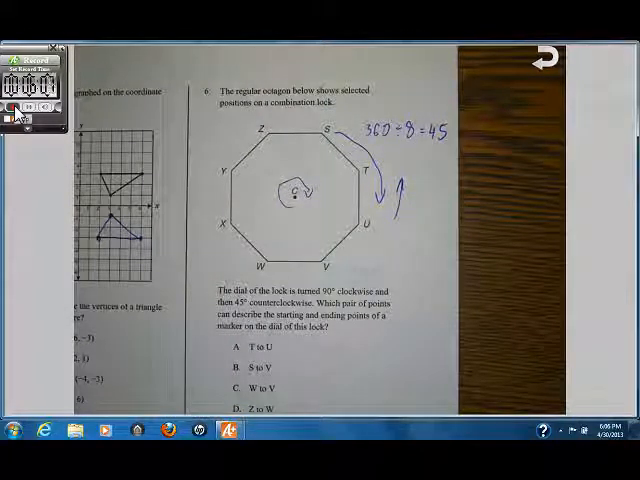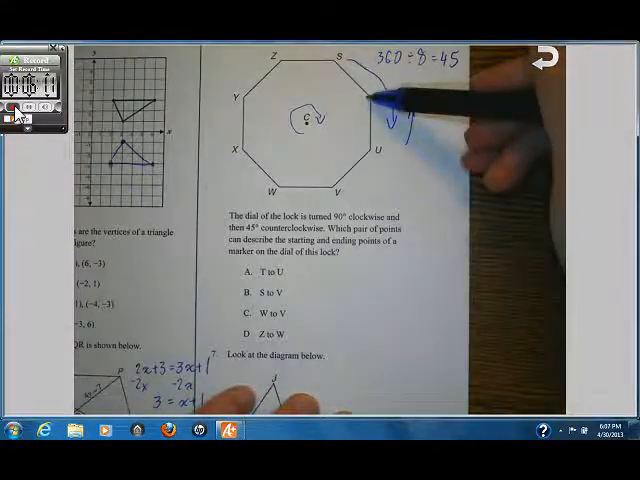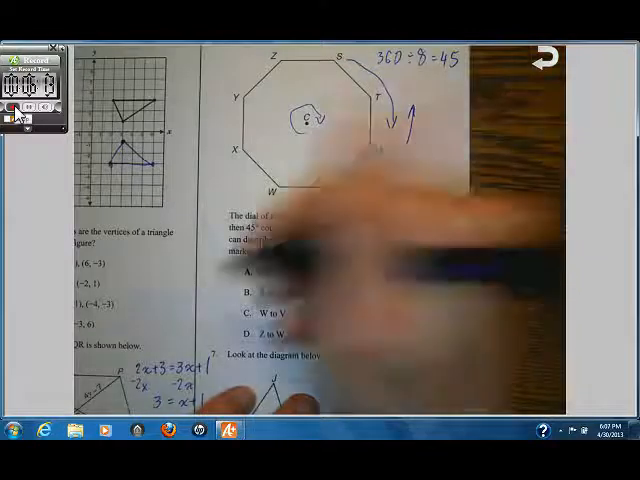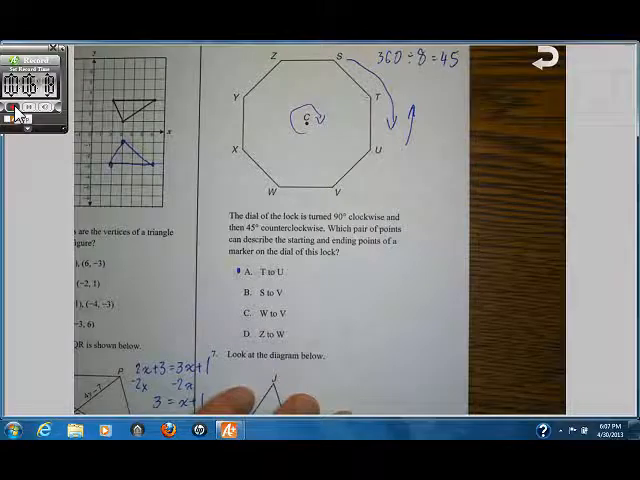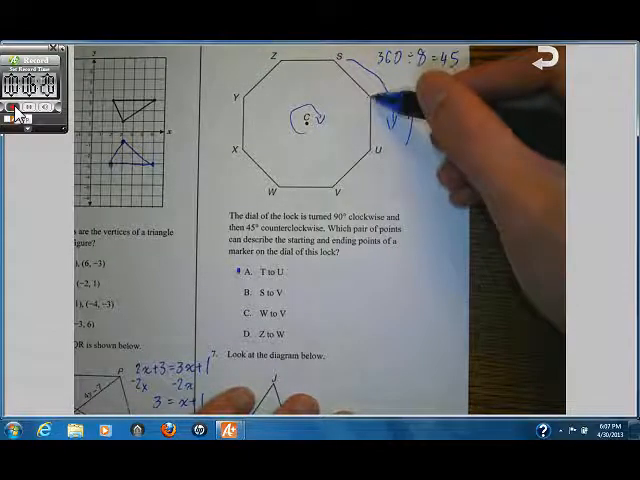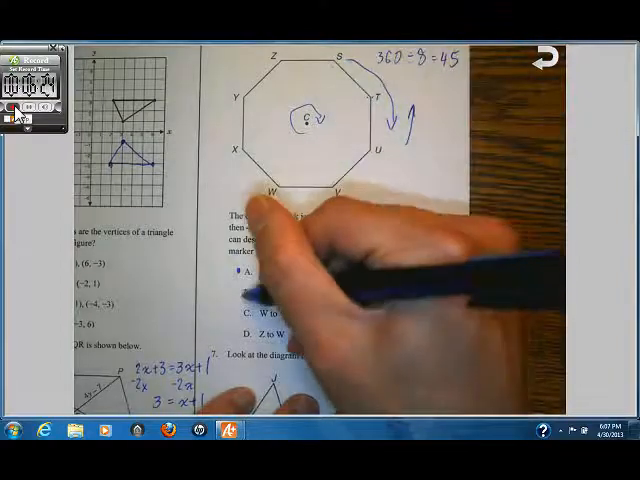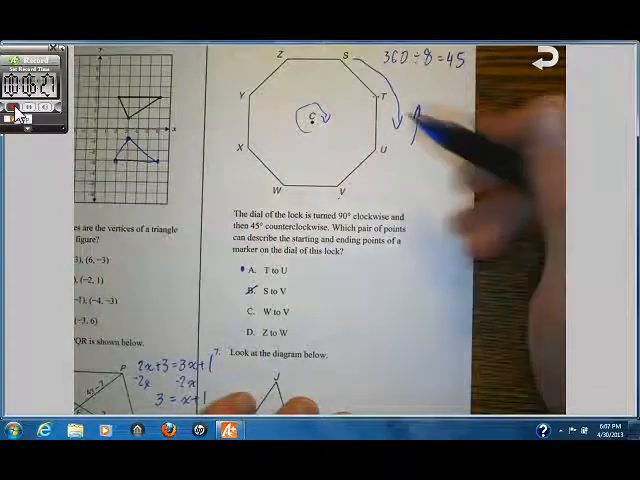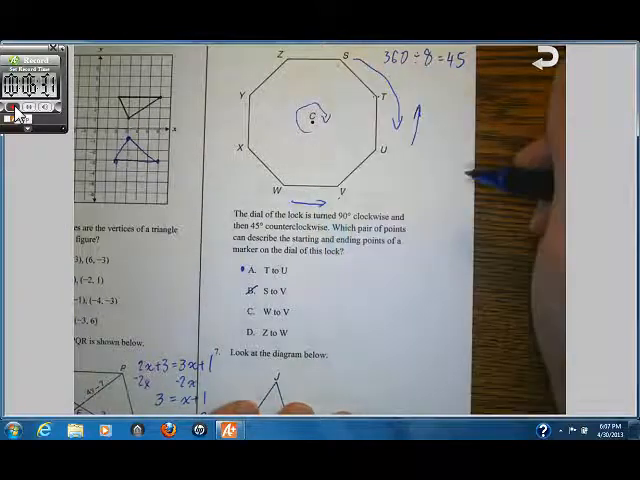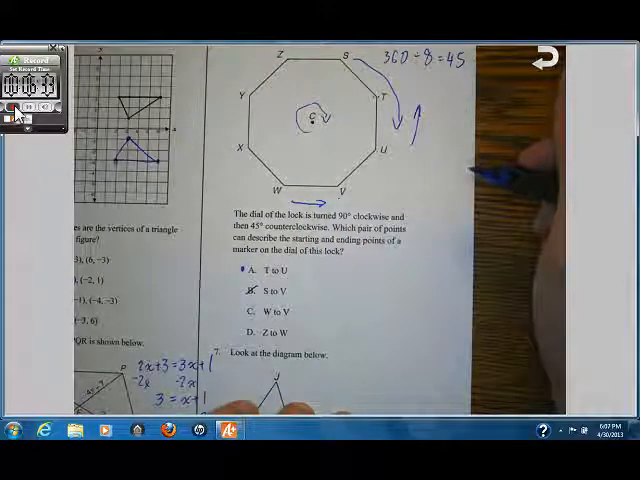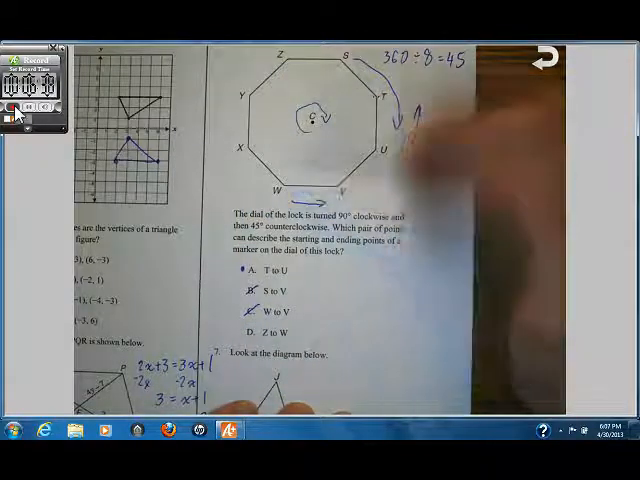So if I'm going from T to U, that's possible. But I'm going to eliminate my other choices. S to V is too far. That's 2 clicks. That's too many clicks. W to V is counterclockwise. Right? Z to W is too far. So the only one that works is A.